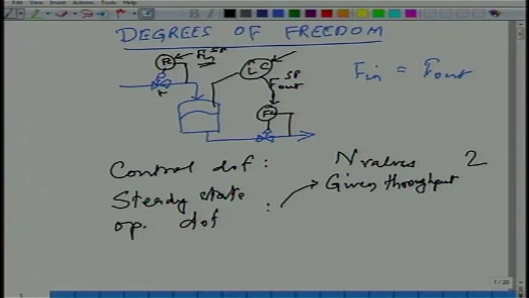Given throughput. The other is that it is actually a degree of freedom. You are free to choose what the throughput should be. Then it is a degree of freedom. Okay. Does that make sense to you?